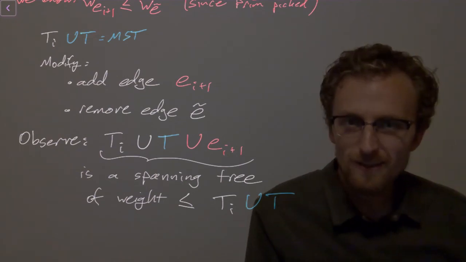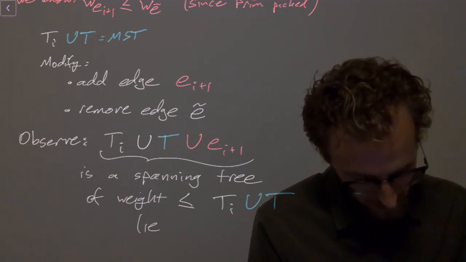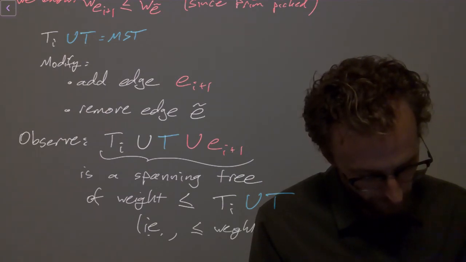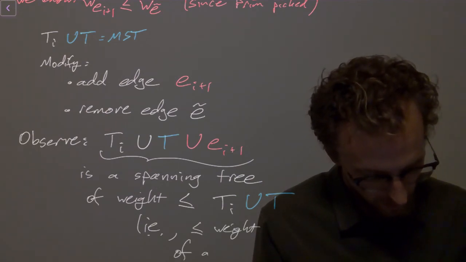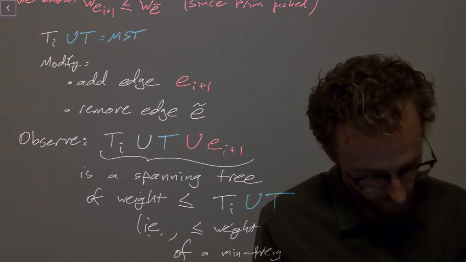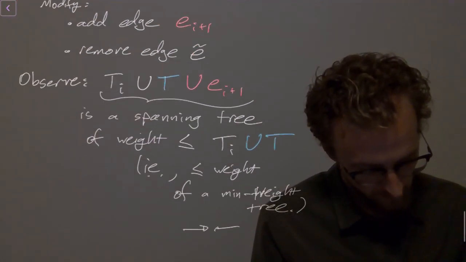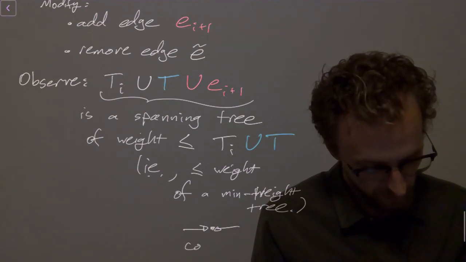So I've just constructed a spanning tree with a weight less than that of a minimum spanning tree, which is nonsense. That is, less than the weight of a min weight tree. This is a contradiction.